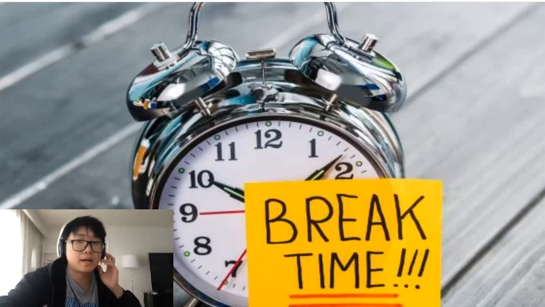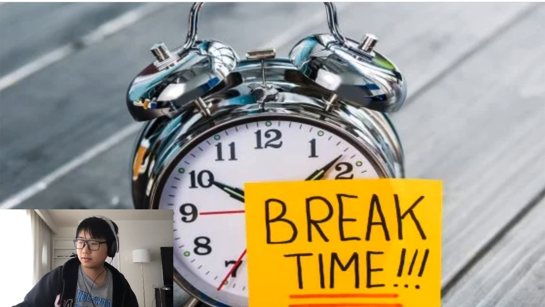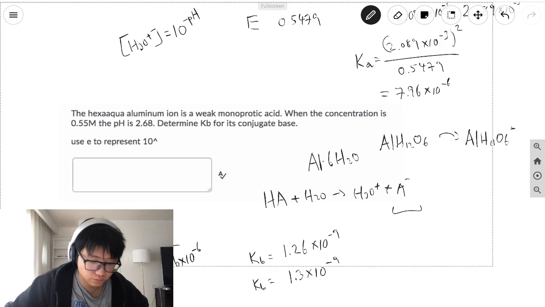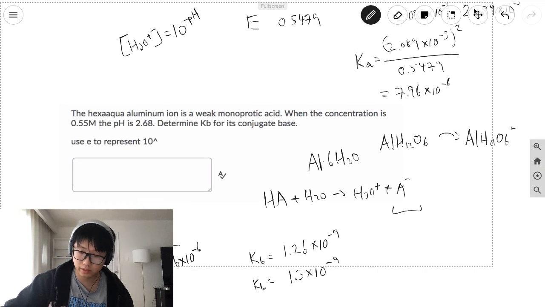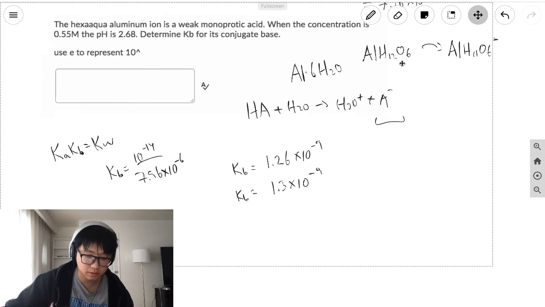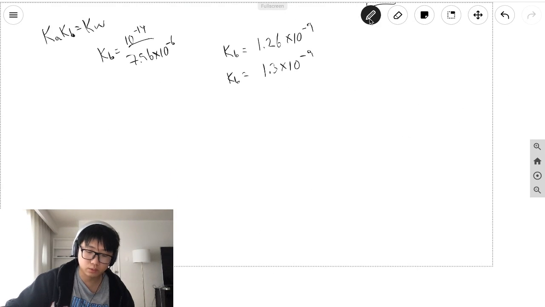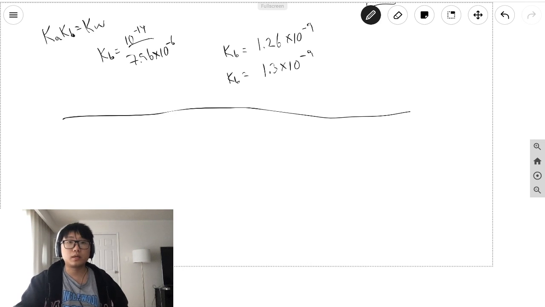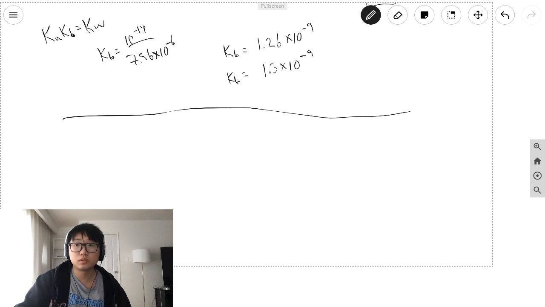Alright, and we are back. I don't know if you got a chance to look through if there's anything else you need clarifying for the weak acids and weak bases. If there is no more, then we can get into the salts.